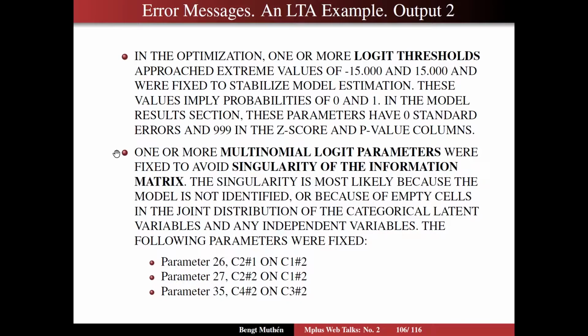The second message has to do with multinomial loaded parameters, fixed again, to avoid singularity of the information matrix. So here we raise the possibility that the model is not identified, but it may be empty cells in the joint distribution, that is 0 probabilities, and we're saying that we fix these 3 parameters. We're going to take a look at the details of that.